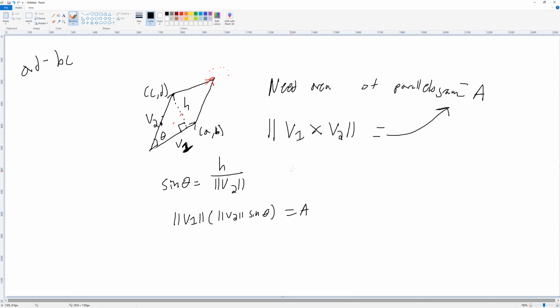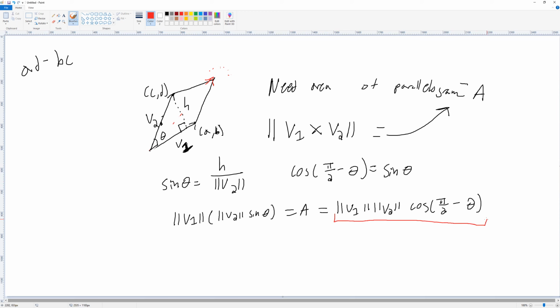We know that cosine of pi over 2 minus theta equals sine of theta. You should know this as a trigonometric identity. It's not too hard to prove either. There's a million ways you can go about it. So the area is also equal to the magnitude of V1 times the magnitude of V2 times cosine of pi over 2 minus theta. So, observation number 1: this looks a lot like our dot product definition.